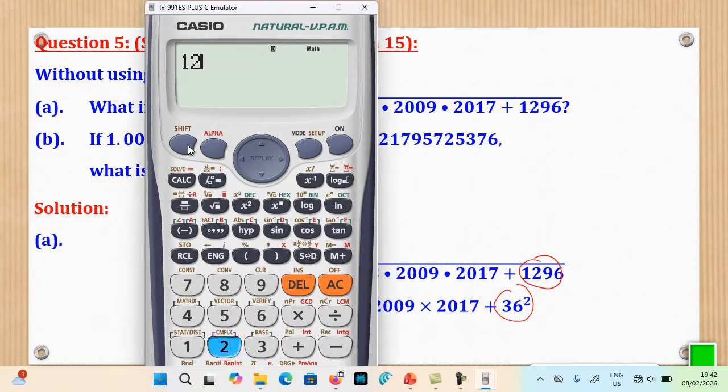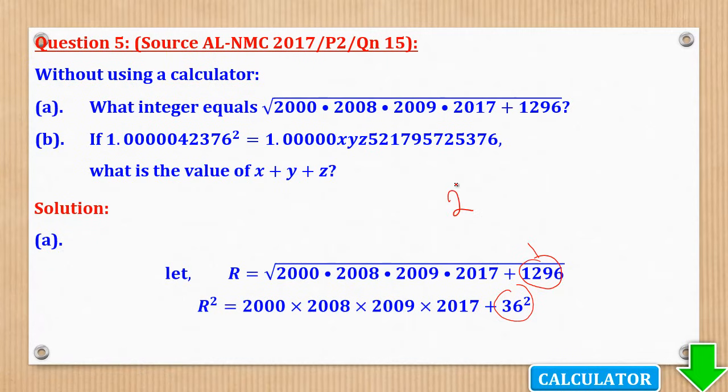If I write 1296 and I want to prime factorize it, depending on the calculator I have, if you have this type fx991ES plus, then it can do this. You just press shift, factorize. Then that means that this will be equal to 2 to the power 4 times 3 to the power 4, which gives you 6 to the power 4. But 6 to the power 4 is the same as 6 to the power 2 squared, which gives you 36 squared.